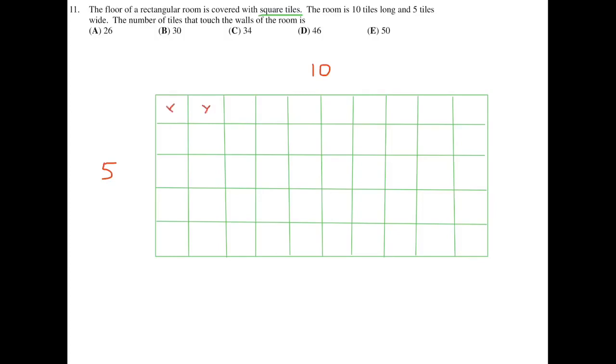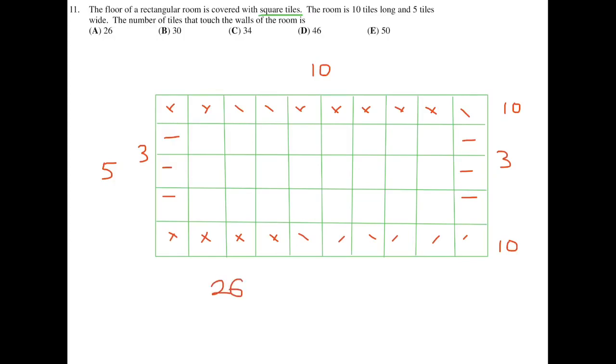So obviously these ones here all touch the walls, and same thing with the bottom, and then of course the ones on the side all touch the walls, so these ones here. And then just add them all up. So on the top we have 1, 2, 3, 4, 5, 6, 7, 8, 9, 10. On the bottom 10 of course, and then on the sides you've got 3 on this side and 3 on this side. So the total is 10, 10, 3, 3, which is 26 of those tiles touch the walls. So the answer is A.